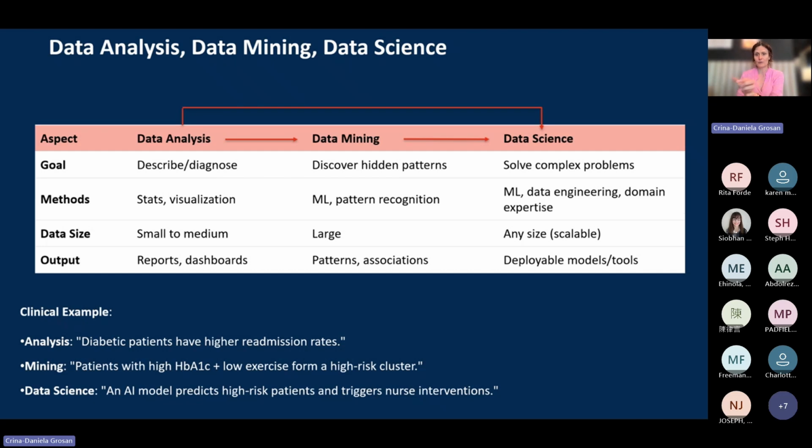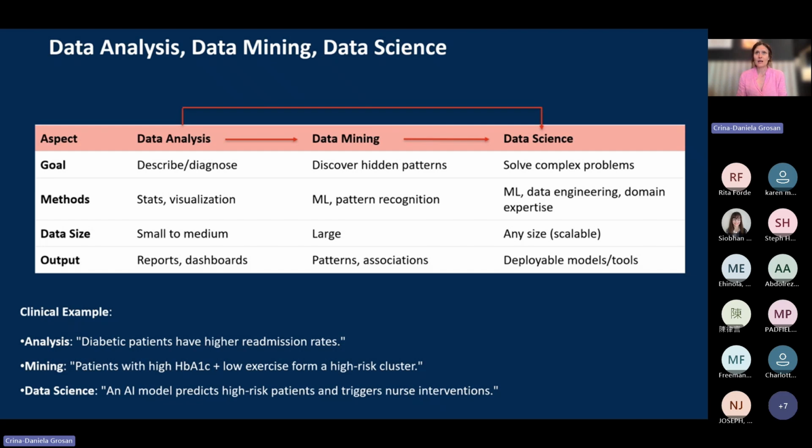Just as an example to show you the difference between the three of them, a data analysis example will be: diabetic patients have higher readmission rates. In a data mining approach of the data: patients with high HbA1c and low exercise form a high-risk cluster. And a result of data science applied to a data set will be: an AI model predicts high-risk patients and triggers nurse intervention. So it is not just prediction, it also triggers some intervention in data science. So data science is the most complex thing.